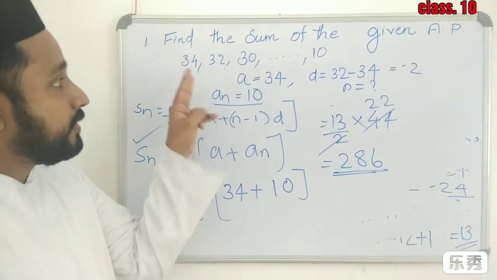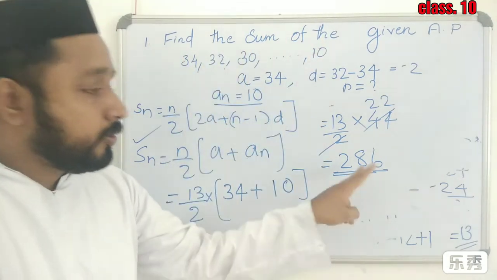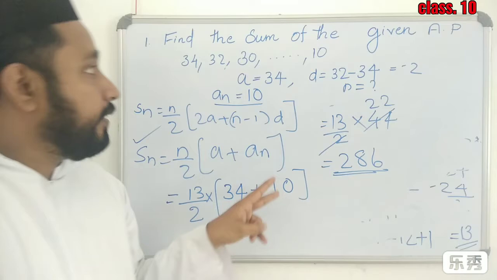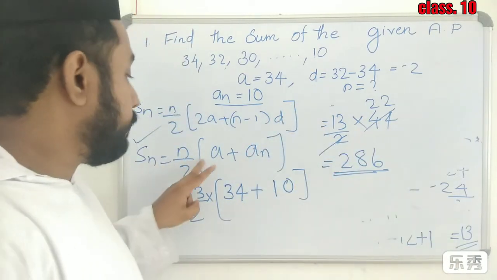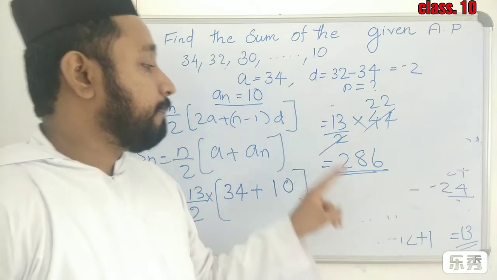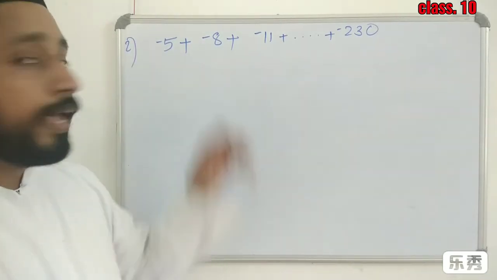So the sum of this AP, 34, 32, 30, etc., 10, is 286. First we find the value of n, and then using this formula, we find the sum of this AP. The answer is 286. Let us discuss another problem.